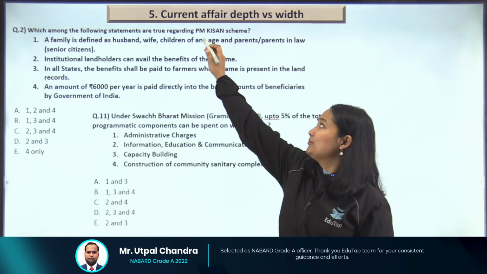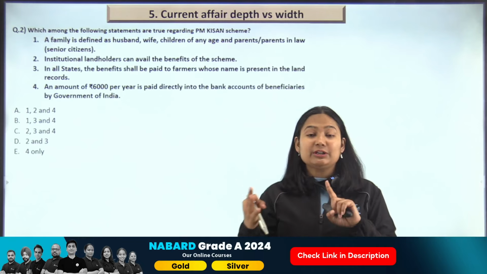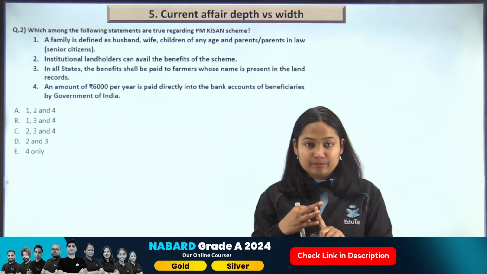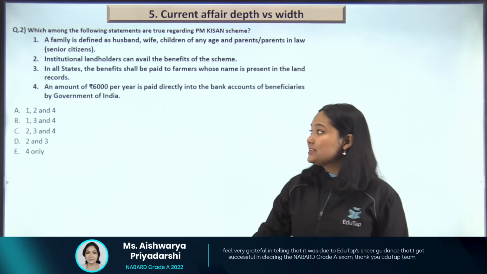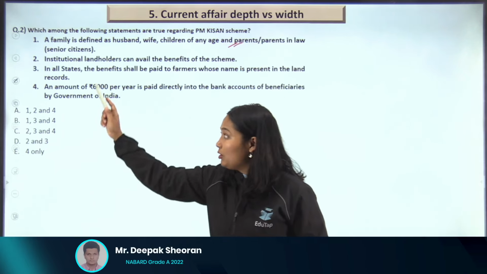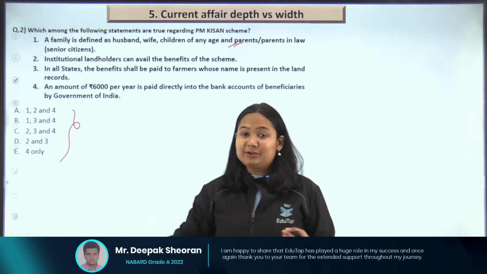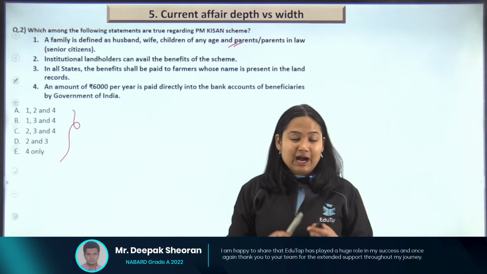And you will hear people saying that for every particular scheme, you need to learn about the ministry, the objective, and the launch year. And of course, you will read that 6,000 rupees are given. But look at the question that NABARD is asking. They are asking you about the definition of family in the first part. And of course, you need to know all the options. It is not something that you can guess, that this can be right and this can be wrong. Either you know it or you don't know it.